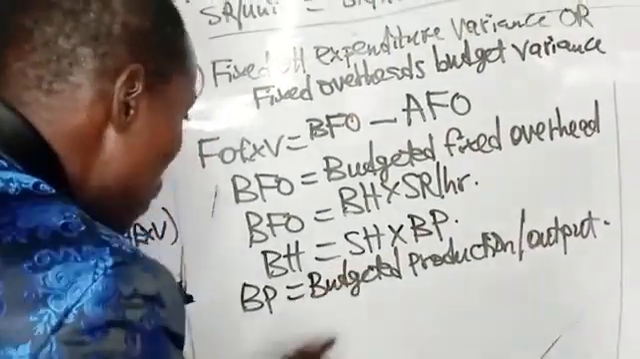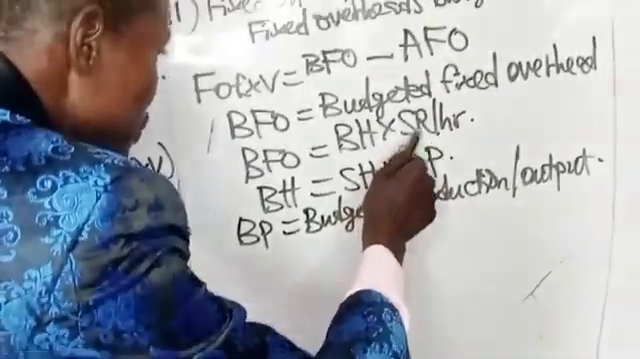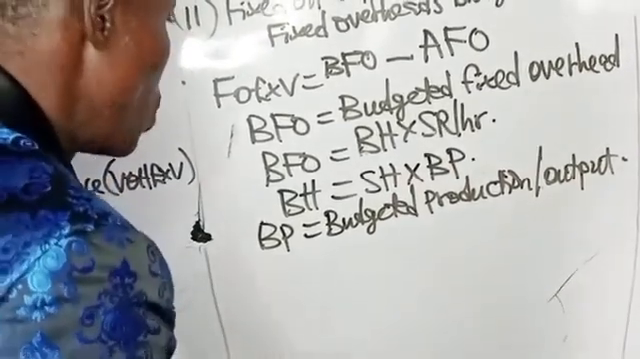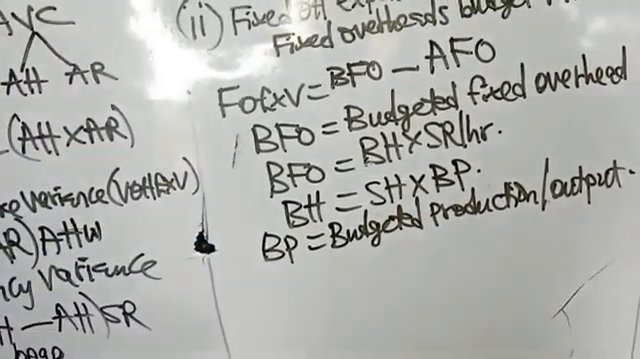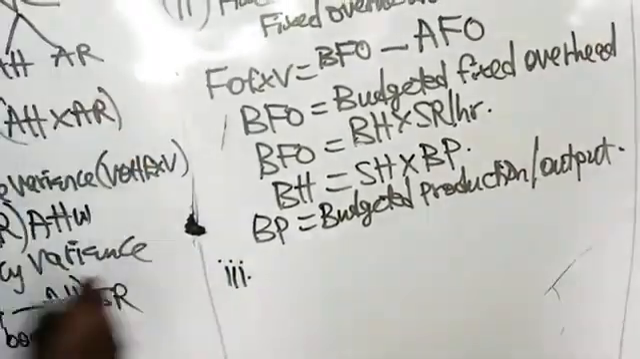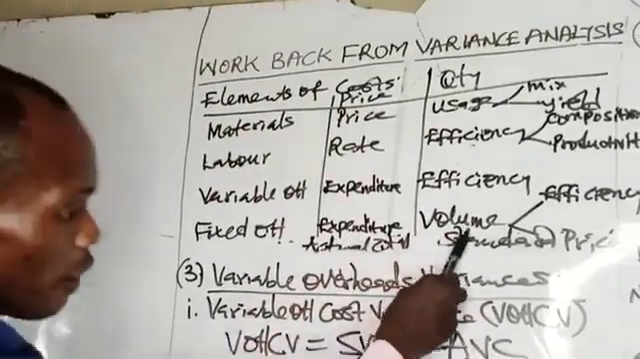This is standard hour per unit as before. Standard rate per unit. Standard rate, this is standard rate per hour. So take note of all these formula. Number 3, we said the fixed overhead is divided into expenditure and volume variance.